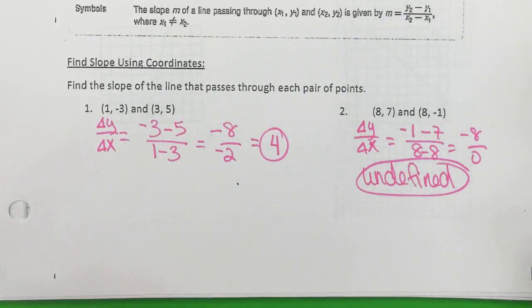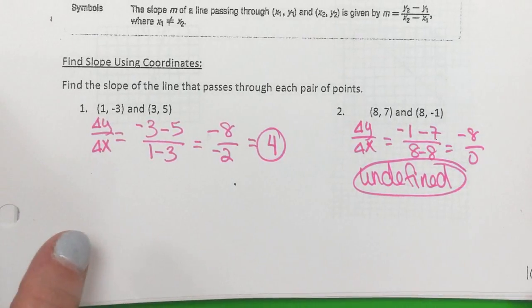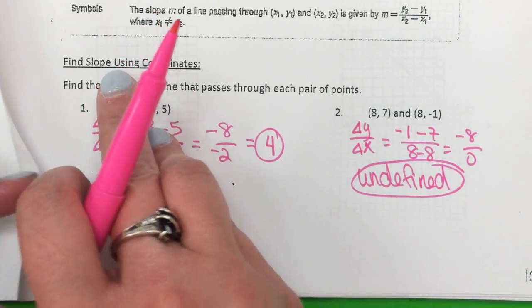Okay, all right, go ahead and flip to the next page. We're on 3 and 4. Try 3 and 4 with your partner.